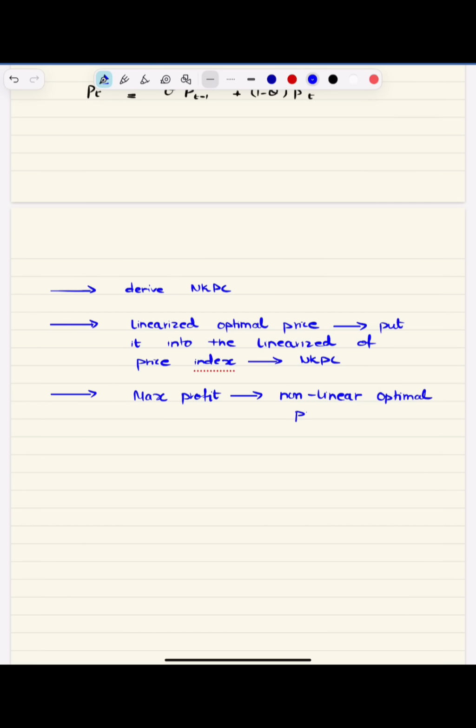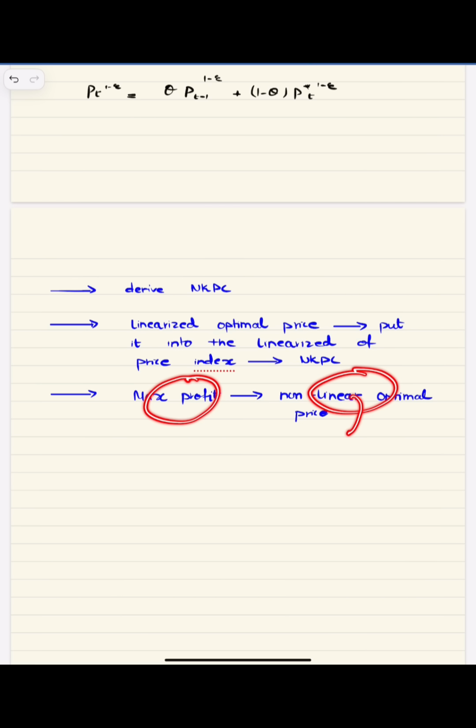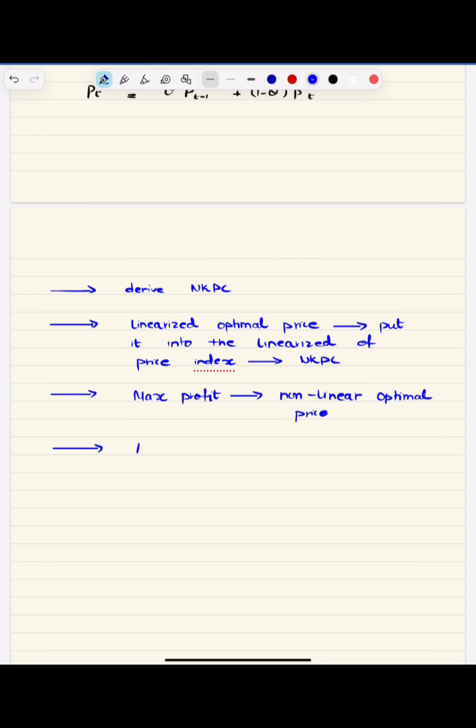So this is basically one step. The outcome has to be converted again into a linearized version. That's the second step, and the price index is just given. So the index is provided. You don't have to derive that. All you need to do is, because it's non-linear, you just have to linearize it. So that was a summary.